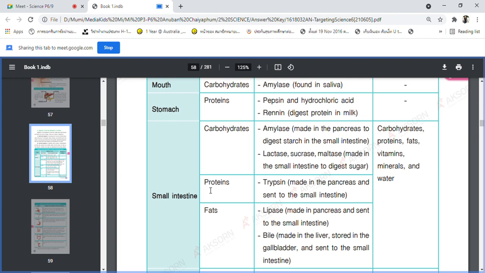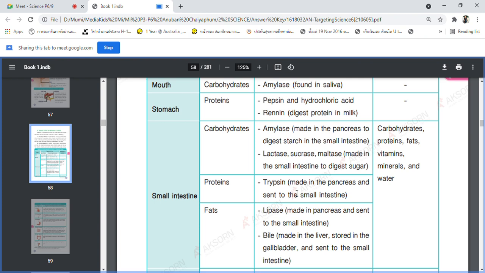Okay, and then protein: trypsin, made in the pancreas and sent to the small intestine. You have to remember protein. There are 3 proteins that digest: pepsin, renin, and trypsin. The functions are different. Renin digests milk.